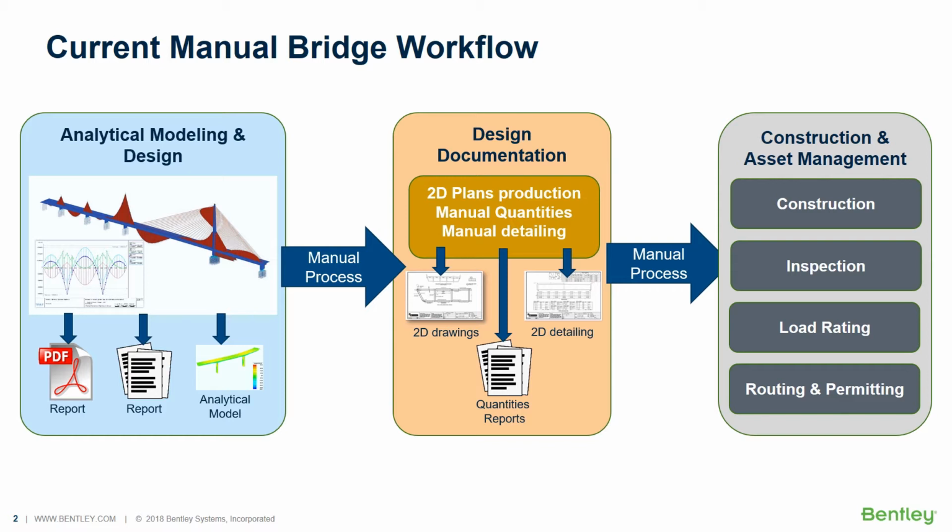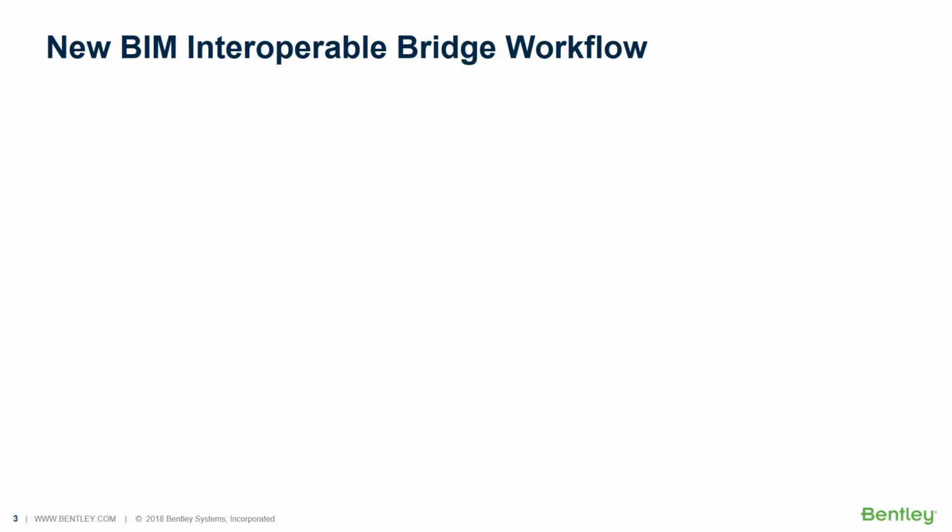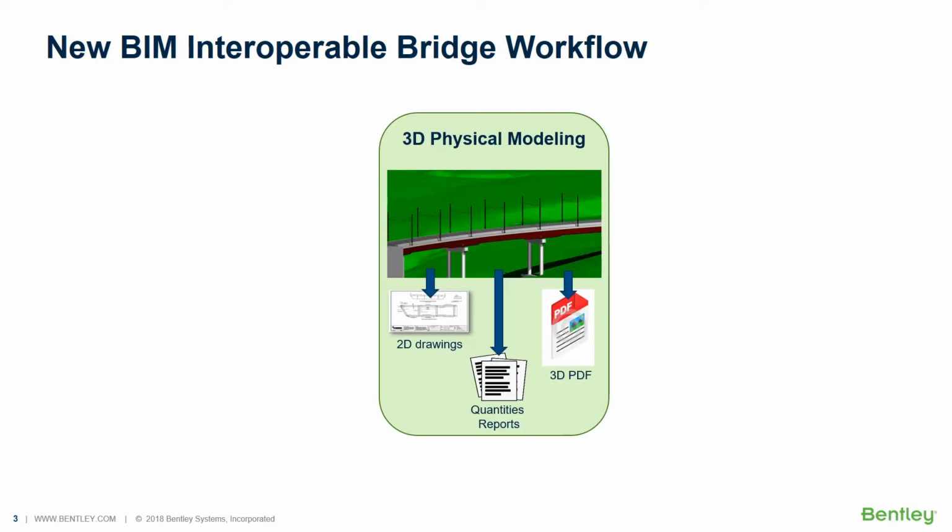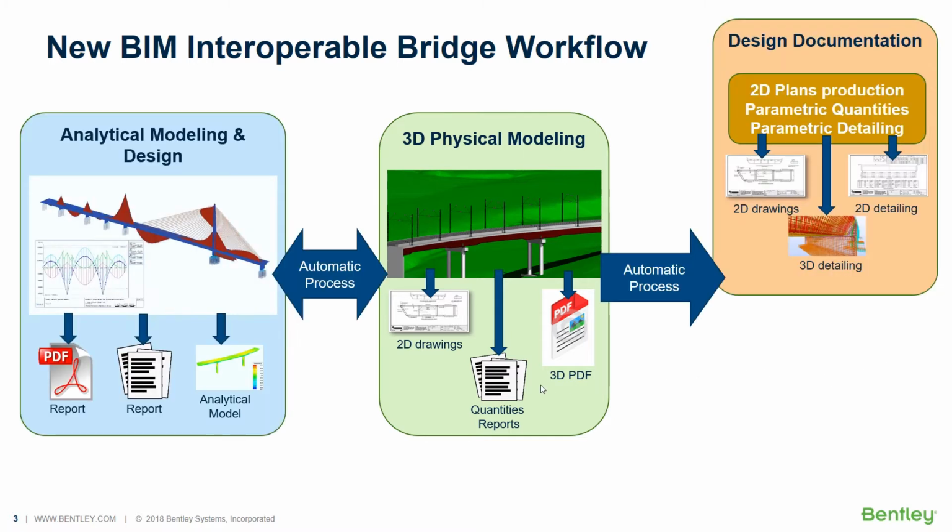Now, what we do in this BIM workflow is to say that no, we're going to create a physical model. So the way the bridge is going to be constructed, that's what we're going to be developing in our computers. And from that model we're going to extract 2D drawings, reports, and if you want, 3D PDFs. And that same physical model will be transferred through an automatic process to the structural design software, so we don't need to remodel anything again.